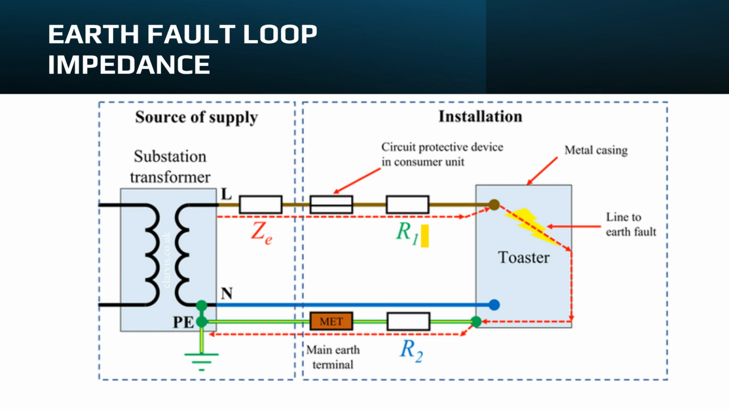Earth fault loop path. The fault current follows a specific loop, referred to as the red dotted line in the diagram. From the supply transformer's live conductor, which is the brown wire at the top of the diagram, note the impedances Ze and R1. Through the fault point, that is where the live brown conductor touches the earthed metal casing of the toaster. It then flows through the protective earth conductor, or CPC, circuit protective conductor, which is the green wire containing the impedance R2. The fault current then flows back to the supply transformer via the earthing system. The impedance of this entire loop is called the earth fault loop impedance, Zs.